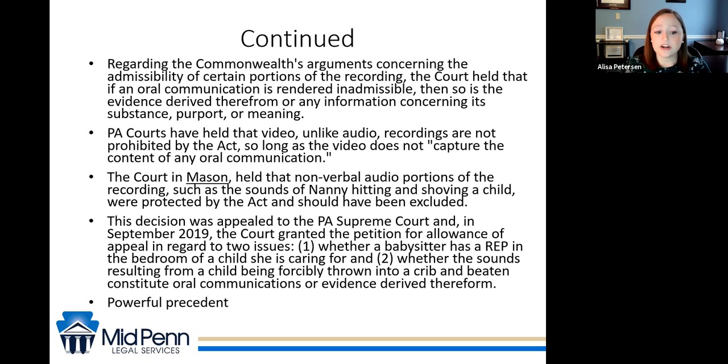This could potentially be very powerful precedent if they hold in favor of Mason and they say, yes, the sounds of the abuse, the sound of the child being thrown and beaten are protected communication under the Wiretap Act. This can create even more difficulties for victims of violence trying to use evidence in court, because even those sounds can be helpful when proving your case that abuse has occurred. And without them, you're left with possibly only the video and possibly even less than that.